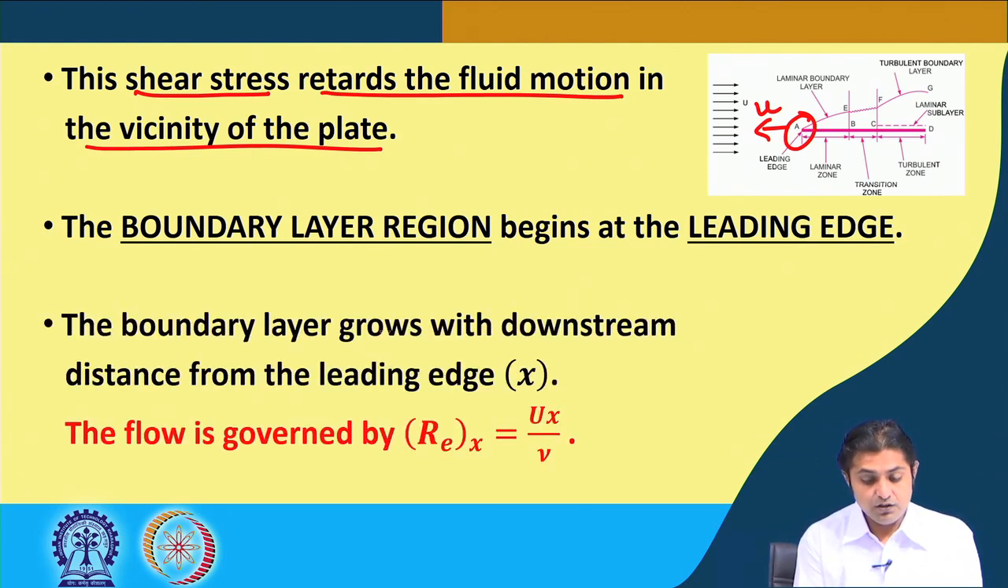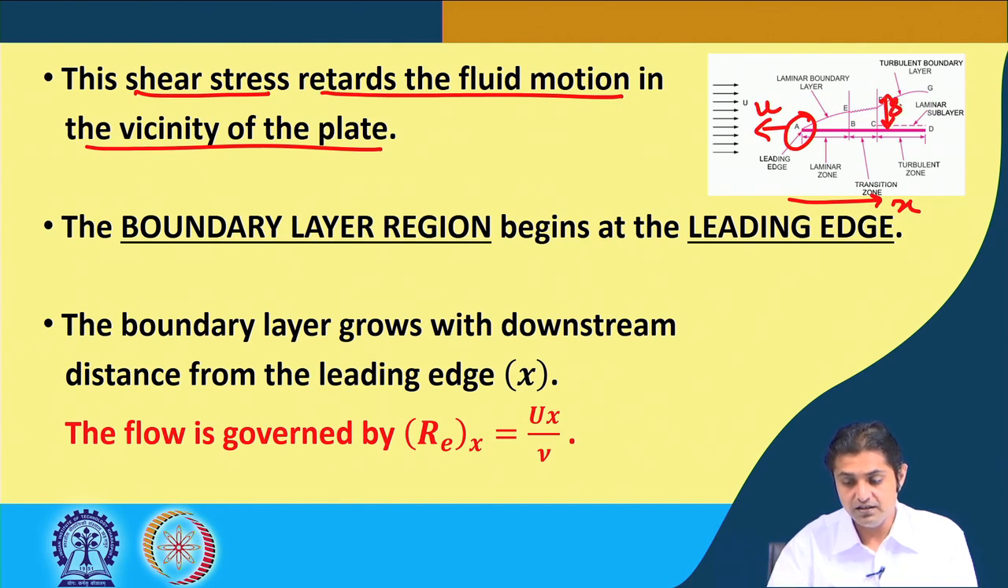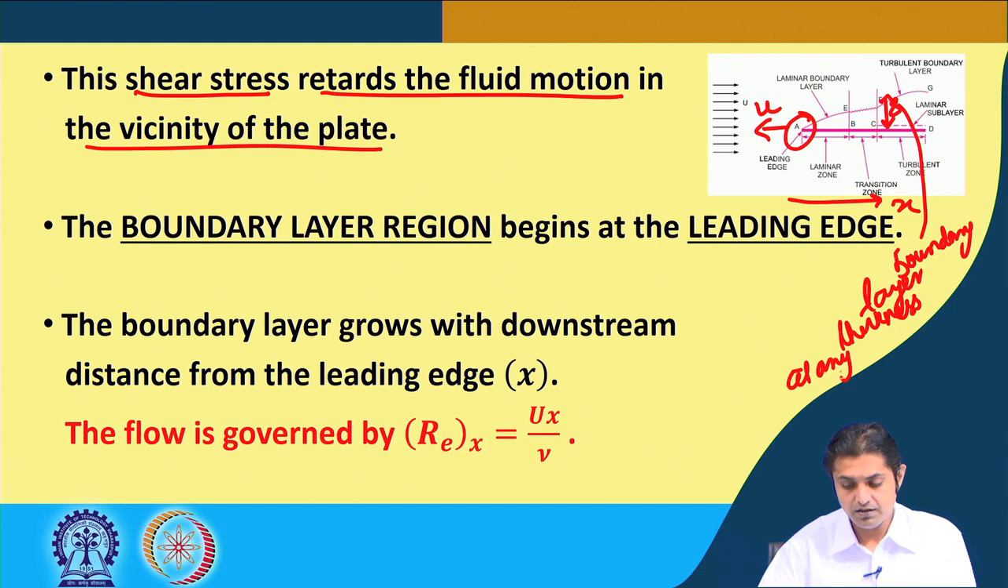The boundary layer grows with the downstream distance from the leading edge, x. So, this is the direction x. As soon as we start moving in the x direction, the boundary layer will keep on growing in thickness. So, let us say this is delta, that is the boundary layer thickness at any distance x.